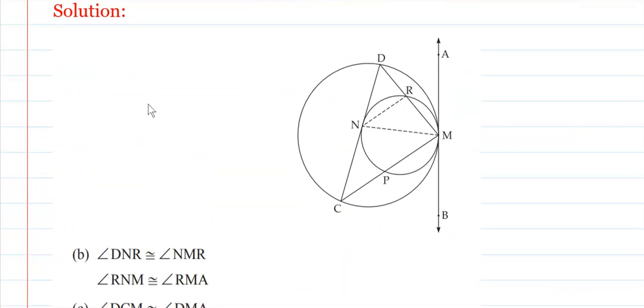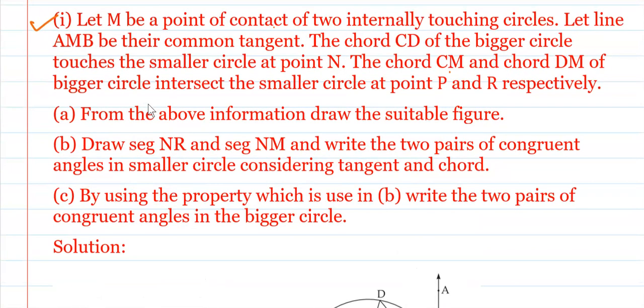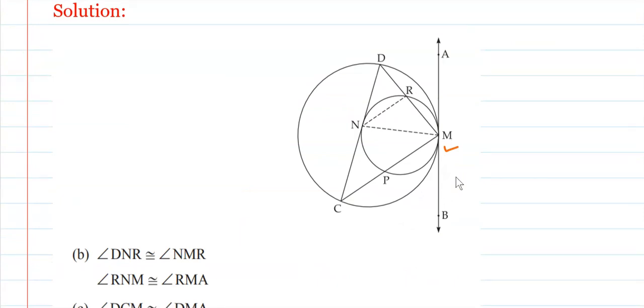These are the two circles. M is the point of contact of these two circles. Next, let the line AMB be their common tangent. We will draw two circles here, and their common tangent. The common tangent is AMB.